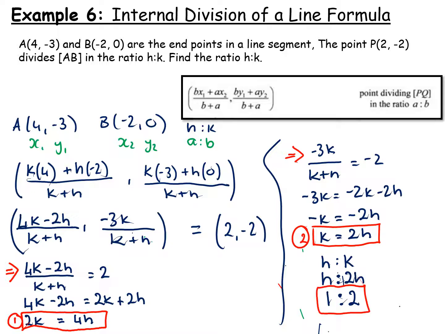So I didn't need to work through with that y coordinate, but it is a good idea just to make sure. You might get an easier answer on one, it might work out better. If something has gone wrong, you'll pick it up if these two don't give you the same answer. So our ratio h is to k is 1 is to 2.